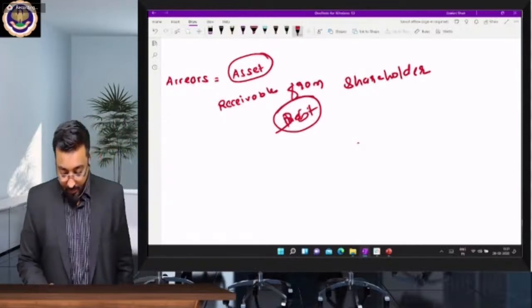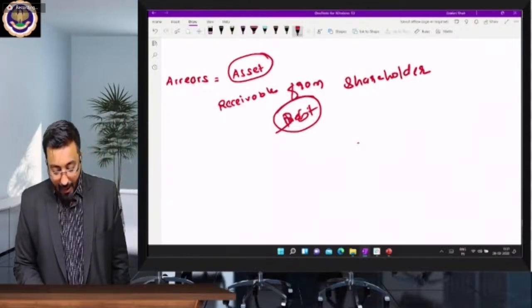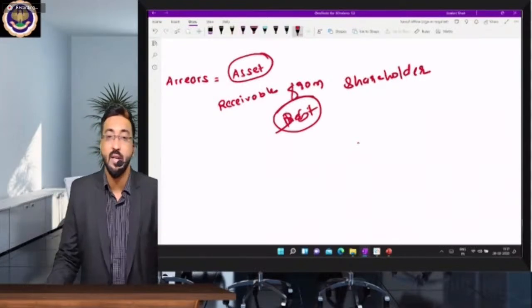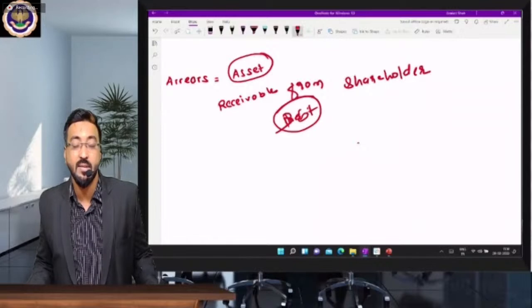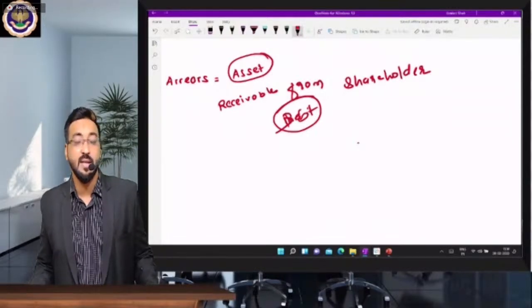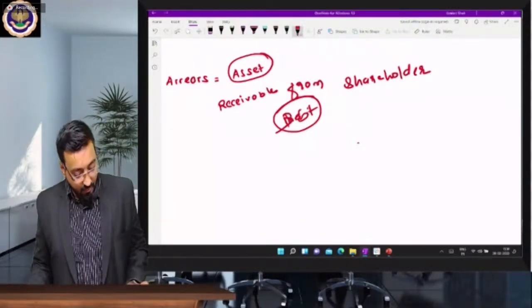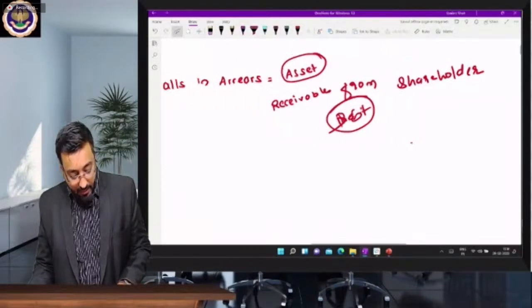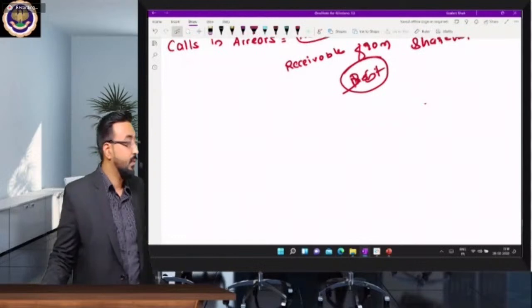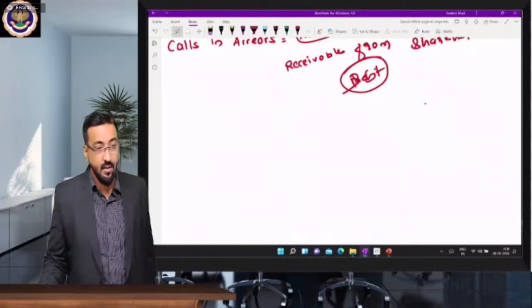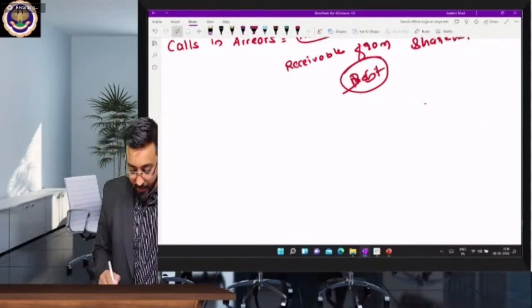So every one of you, please write it down in the comment section. Calls in arrears has debit balance. Everyone write it in the comment section. At least 2 times you have to write it in the comment section. Calls in arrears has debit balance. So anything which you have to remind later, you have to write it in the comment section. So calls in arrears has a debit balance.